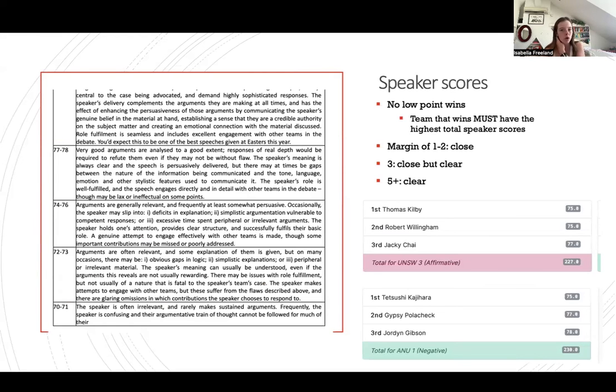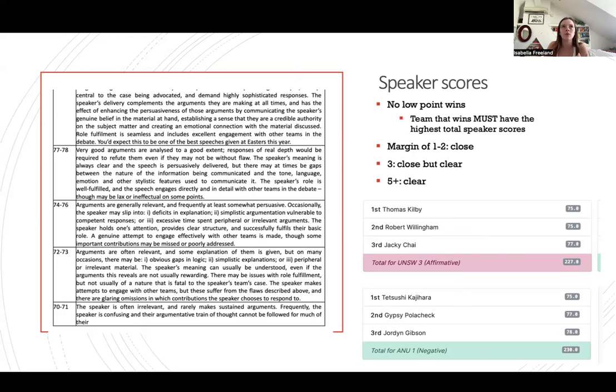Okay, so speaker scores. This is the guideline of how to give them out. The most important thing to note if you're a new judge coming in is that there are no low point wins. So basically what that means is that the team that has the higher number of speaker points must be given the win. And what that means is that you should do the ballot, so fill out the speaker points after you've already decided a result, so that you then know.